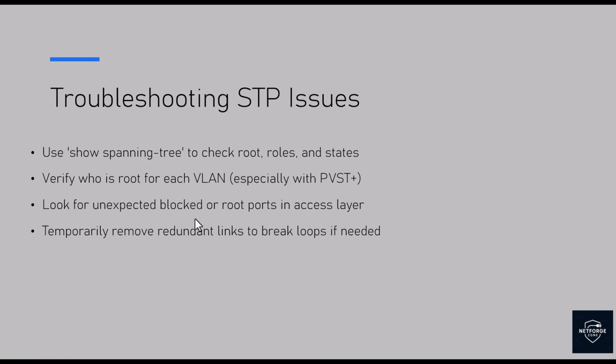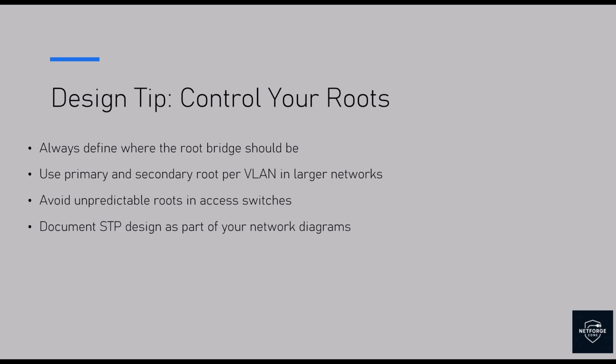So show spanning tree is going to show you the root bridge, the roles of the ports and the states of the ports. You can check them for each one of the VLANs separately. And you can see which one of the ports is in blocked mode that should not be forwarding. So based on that, you can just change the topology. You can just remove some of the cables and connect some of the cables, and after that you're going to have a stable network.